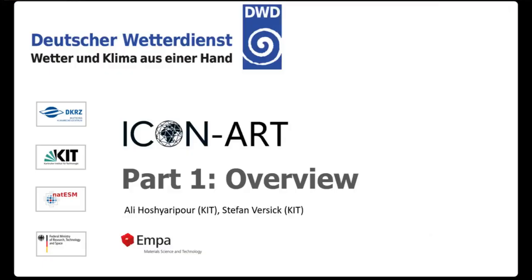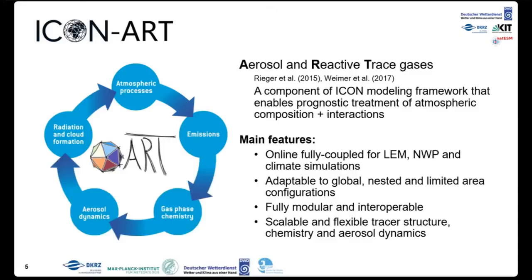Okay. Let's talk about ART. And ART is actually the atmospheric composition part of the ICON modeling framework. And why is it part of the ICON modeling framework? Because it is in the repository. So when you check out the repository of ICON, you already have ART. You just need to configure it by enabling ART, and then you can use it. So there is nothing hidden or non-open source about it.